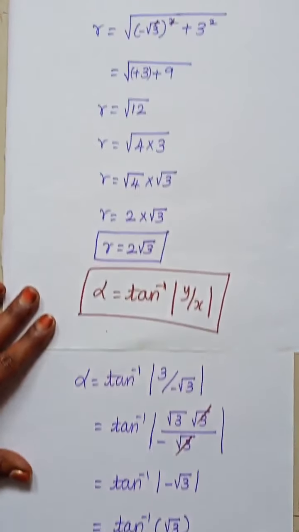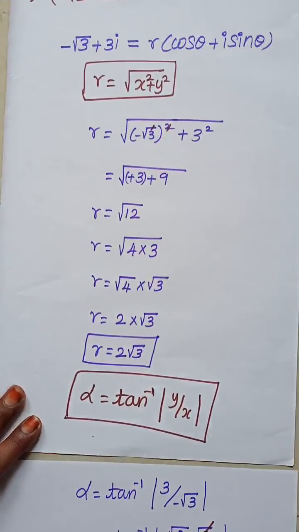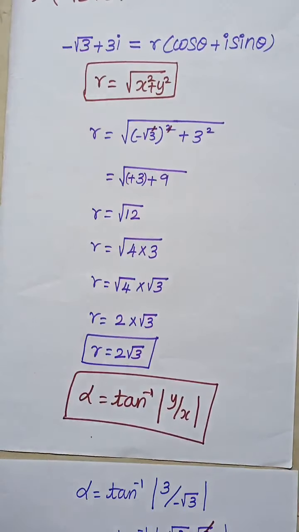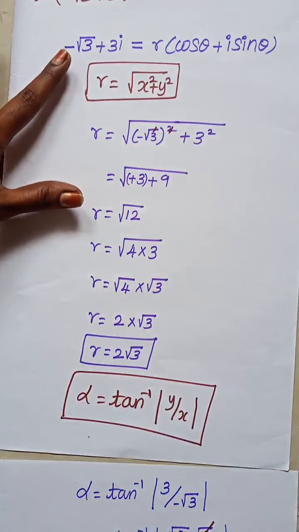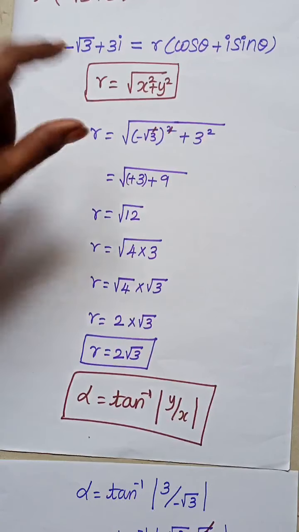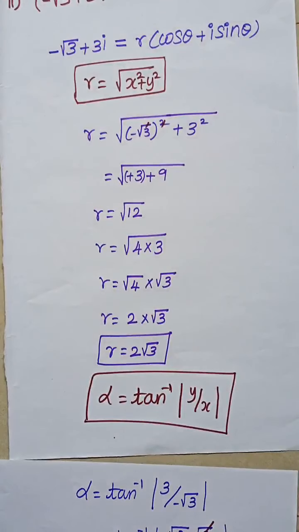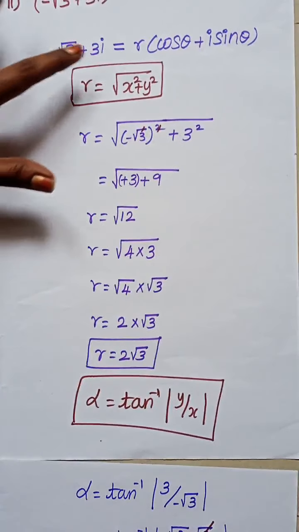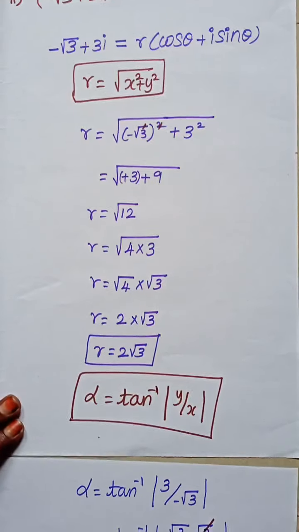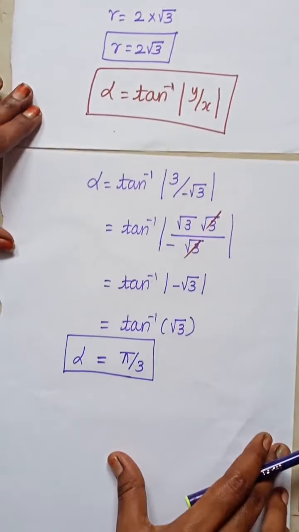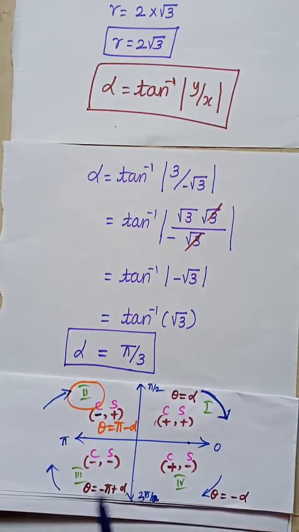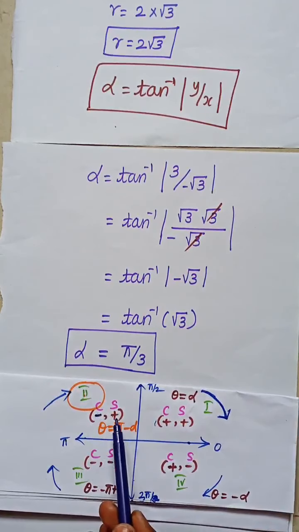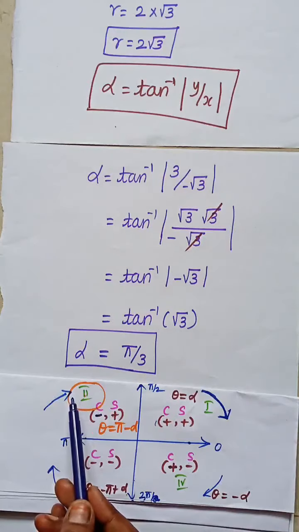Read the given question carefully. What is the question? Minus root 3 plus 3i. So here x is negative, that is cos value is negative, and y is positive, sin value is positive. Cos negative, sin positive. Which quadrant does it lie in? Now see the Argand diagram. Cos negative, sin positive, so it lies in the second quadrant.